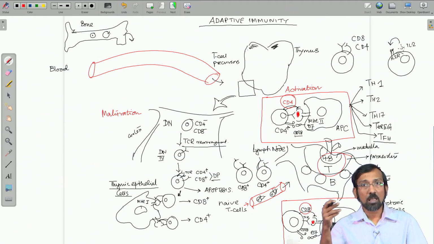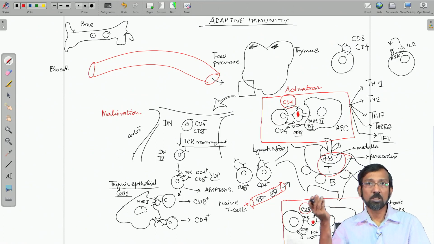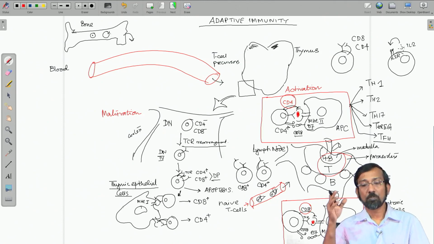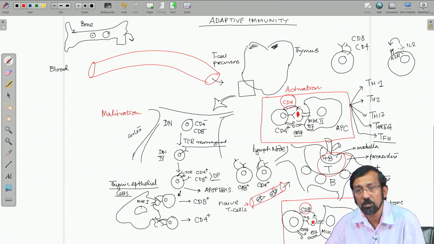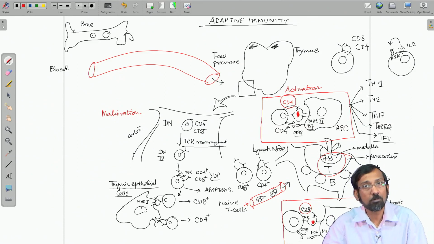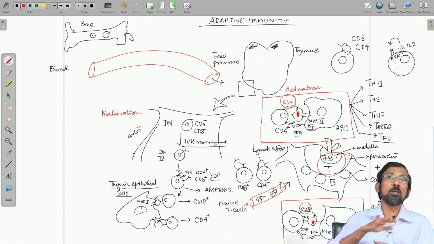So, let us see how this B cell actually gets activated and starts producing antibodies, and it does many other functions, like forming the memory B cells. Let us see what happens in the humoral branch of immunity, and get an overview of how it works and how things are connected.